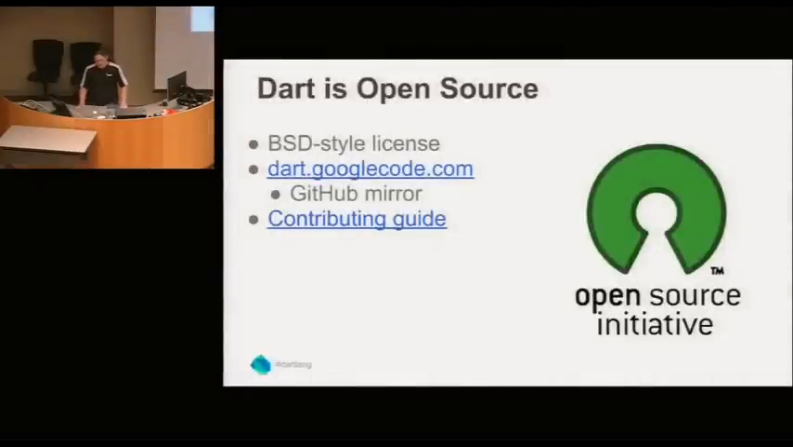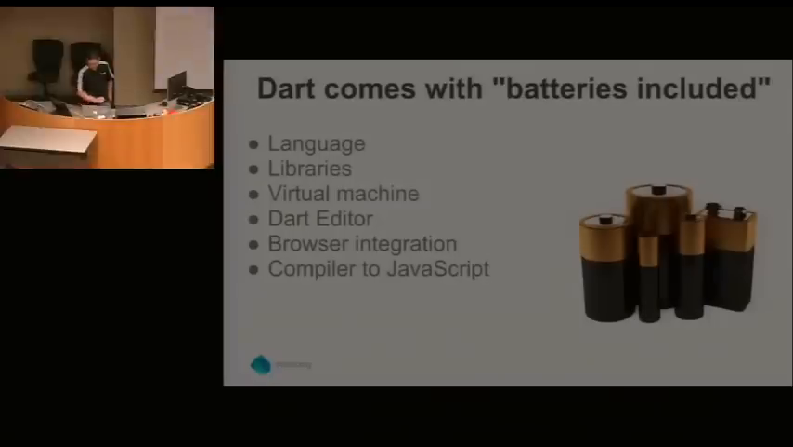So first of all, the Dart project. It's open source, with a BSD-style license. You can download it from dart.googlecode.com. It's not only open source, but we actually develop it in the open, which is kind of fun if you want to read the code review comments and see Googlers saying things to each other that they shouldn't say. We have a GitHub mirror and a contributing guide and so forth.